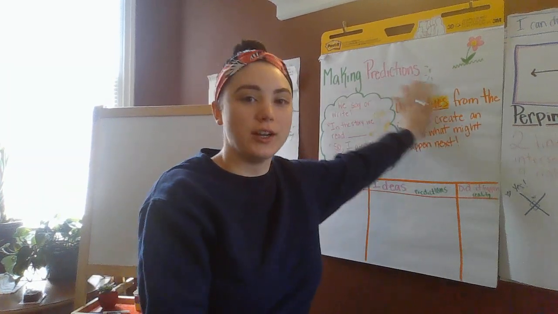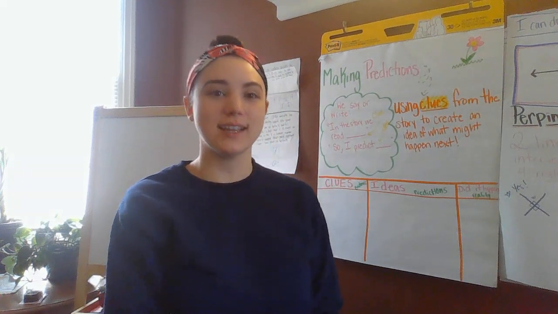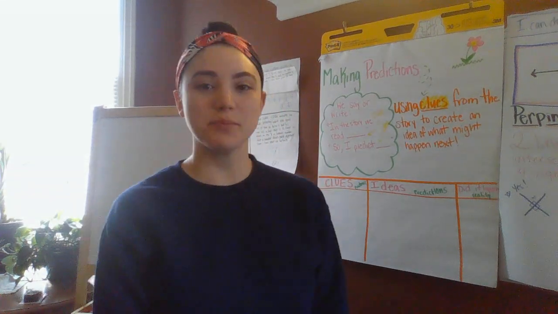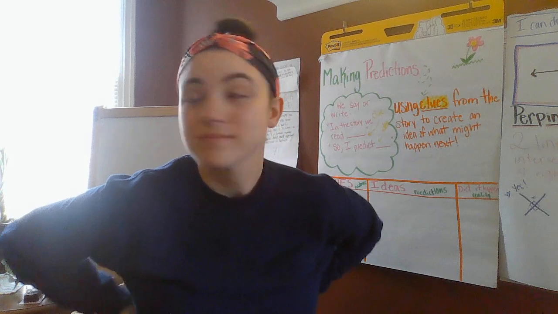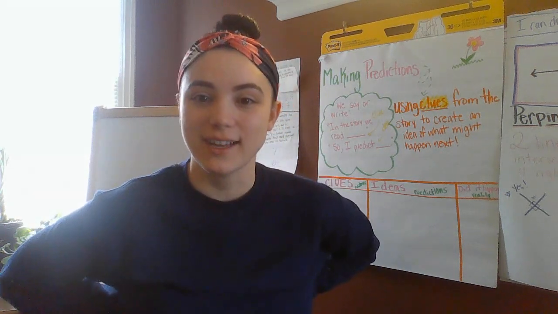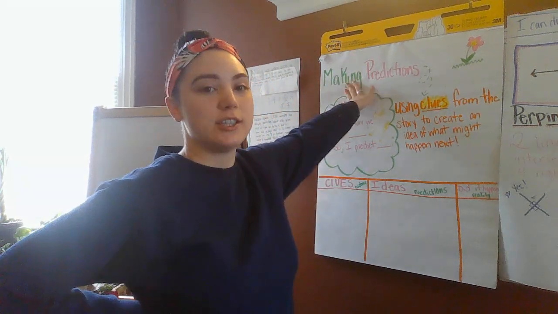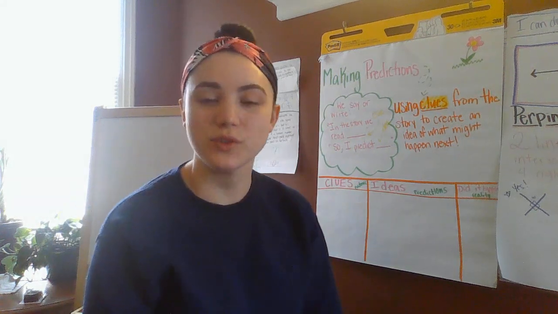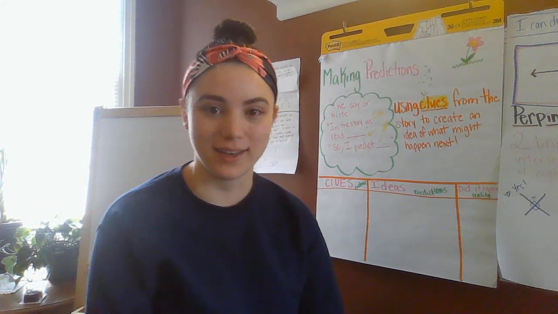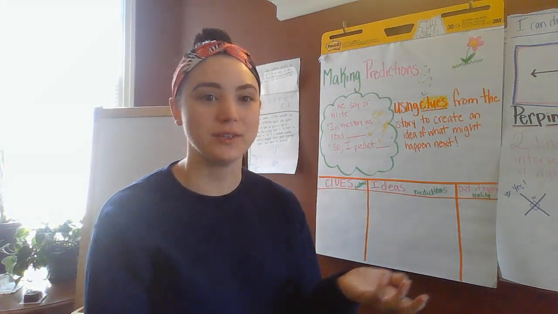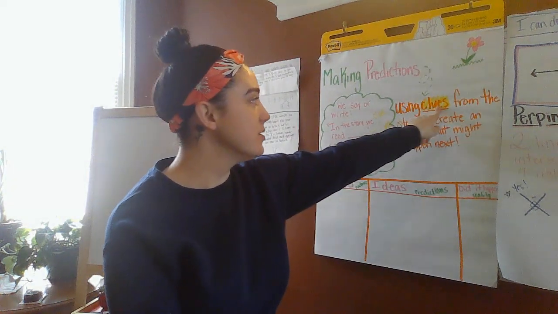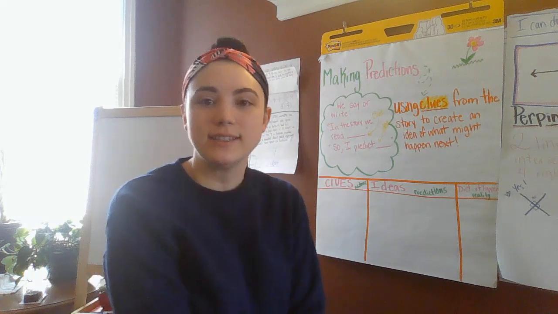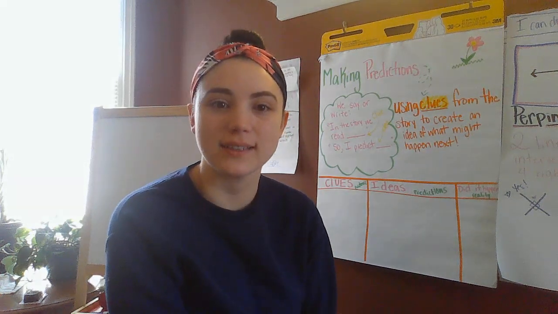Okay, so we have a new chart. It's called Making Predictions, and I used my bright spring colors because it's looking pretty nice out today. So we have Making Predictions. Our learning target would be: I can use events from the story to predict what will happen next. And that's literally what we do. We use clues from the story to create an idea of what might happen next.